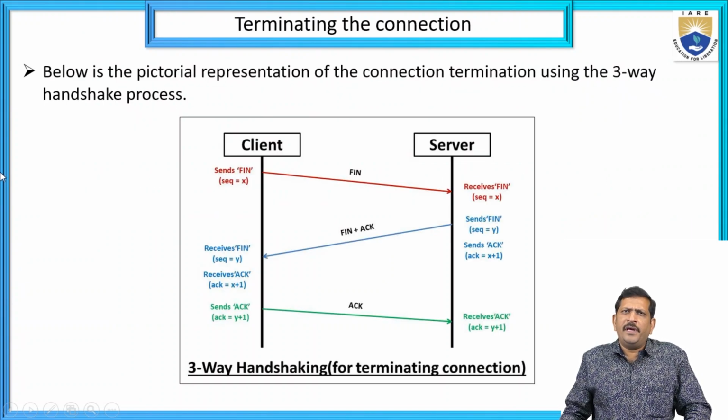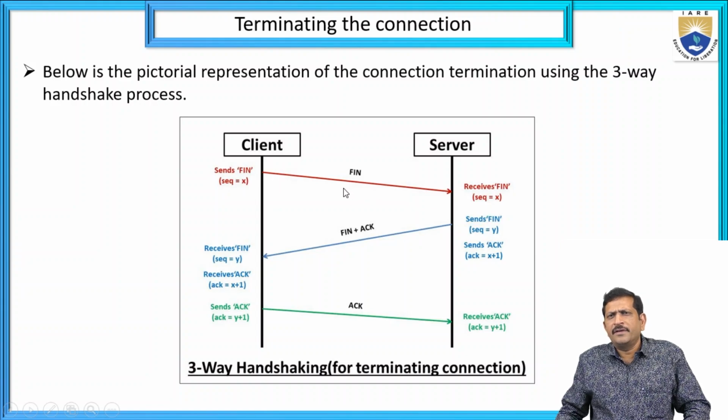Terminating the connection. Here, this is a pictorial representation of the connection termination using the three-way handshake process. The client sends the FIN, finished signal, to the server. The server, once it receives the FIN signal from the client, immediately sends the acknowledgement along with the FIN, meaning terminating the connection.